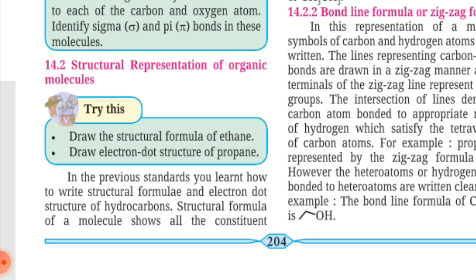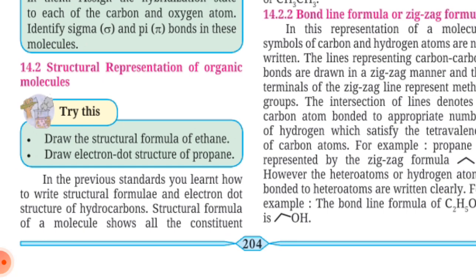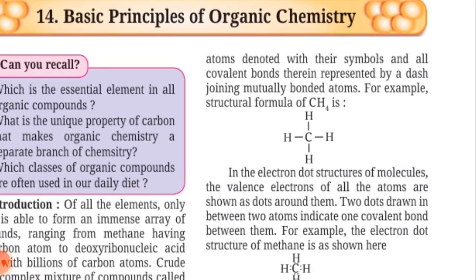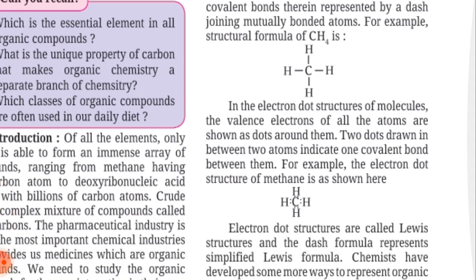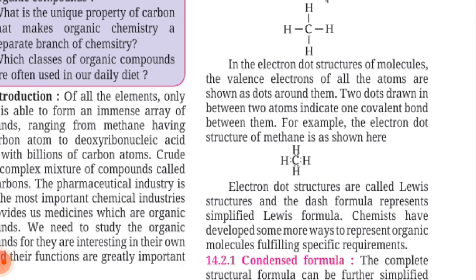Structural formula of a molecule shows all the constituents. Atoms are denoted with their symbols and all covalent bonds are represented by a dash joining mutually bonded atoms. For example, the structural formula of methane is as shown.